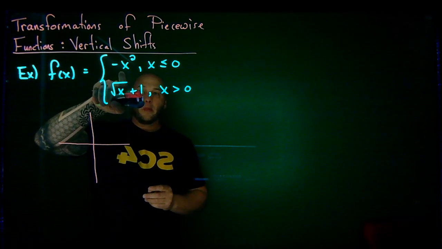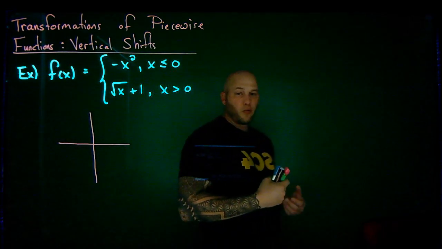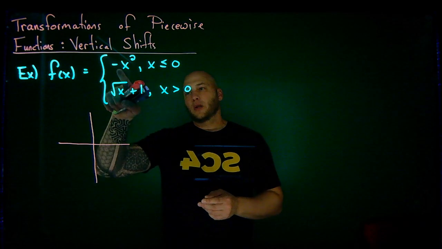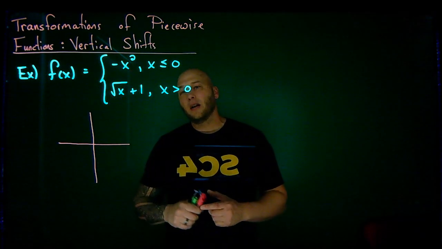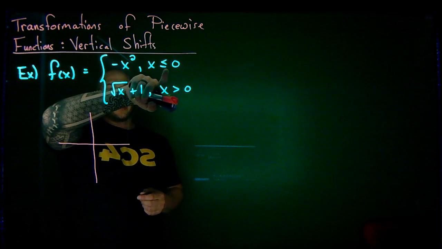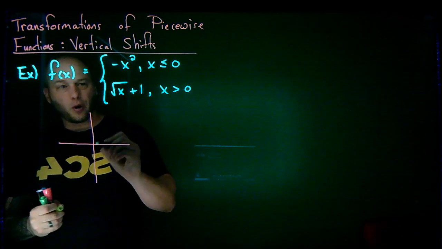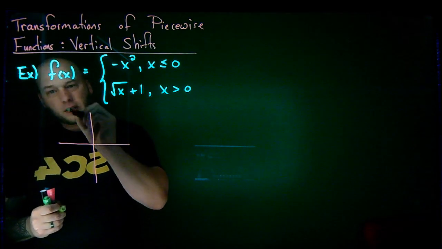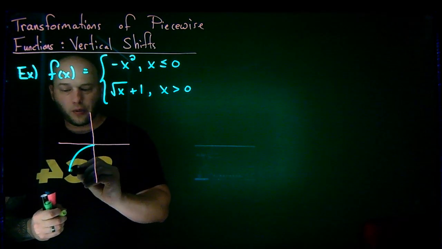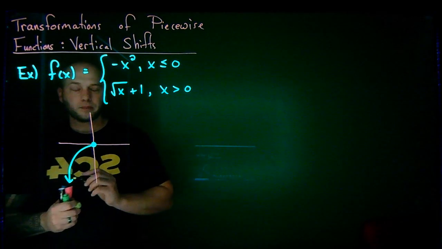Remember that the negative in front of a base function is a reflection in the x-axis, making all the function values negative, or at least not positive, if x is less than or equal to 0, that is including 0. What that means is I have the parabola that would have been in the second quadrant reflected over the x-axis and going down into the third quadrant. And again, it's including the origin.